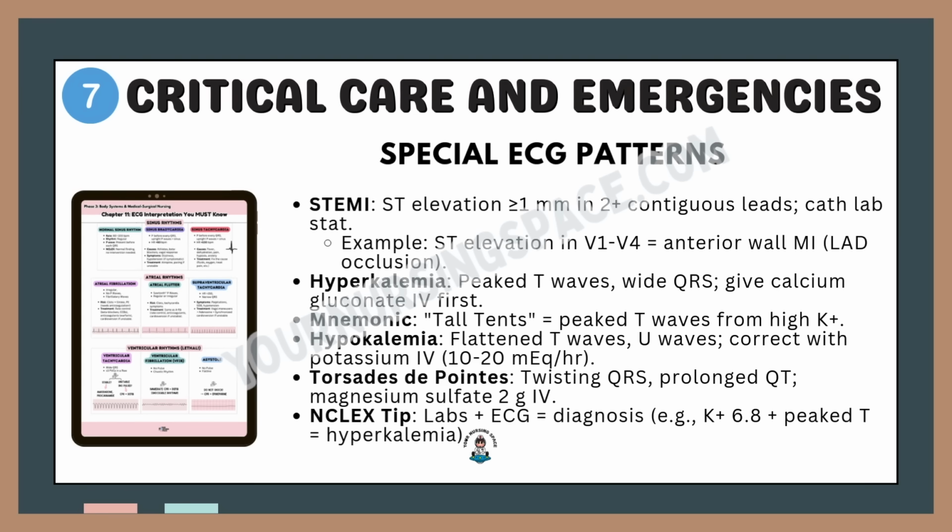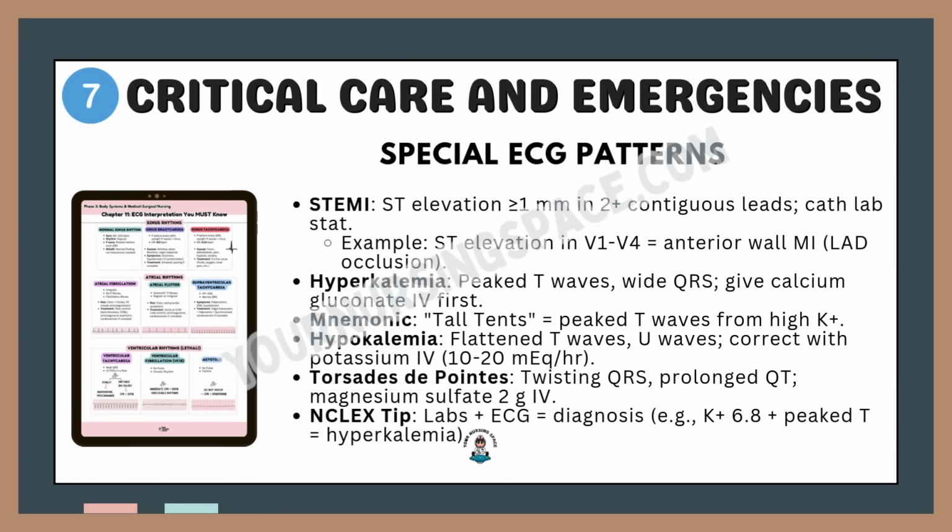Hyperkalemia shows peaked T waves, think tall tense from high potassium, say 6.5 milliequivalents per liter. Give calcium gluconate IV to stabilize the heart first. Hypokalemia flips it. Flattened T waves and U waves pop up. Replace potassium slowly, 10 to 20 milliequivalents per hour IV.